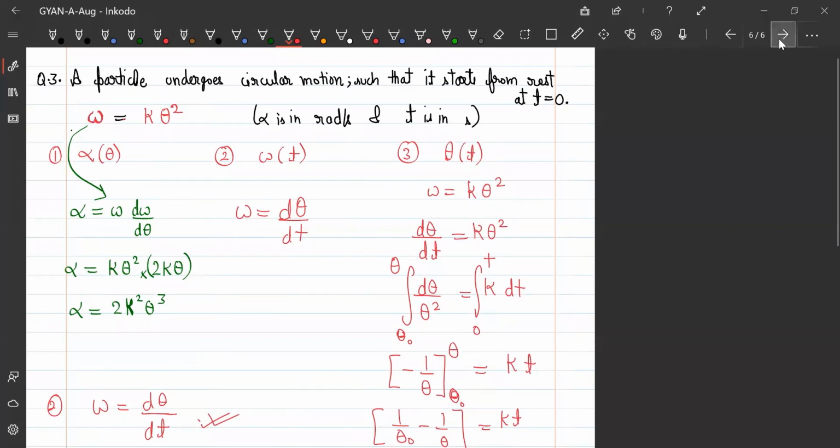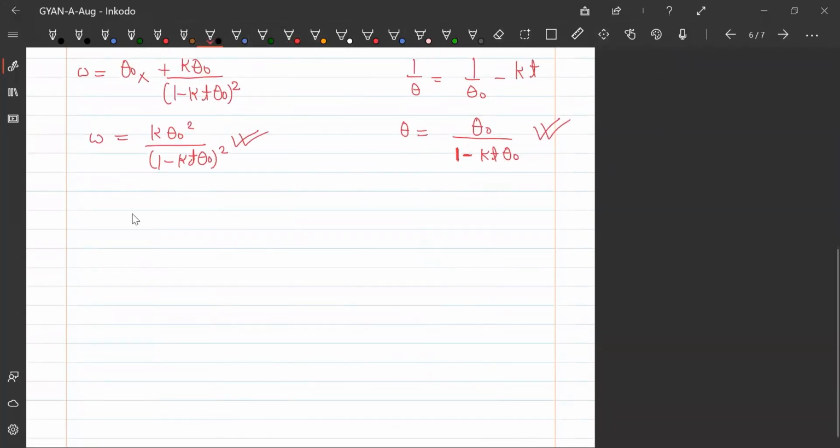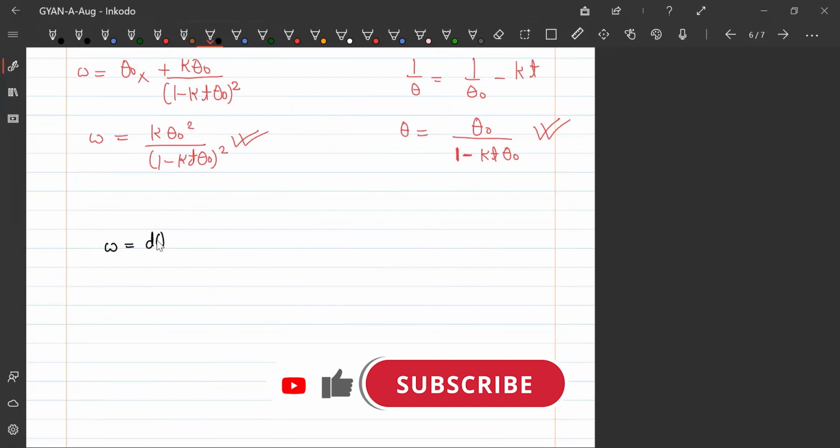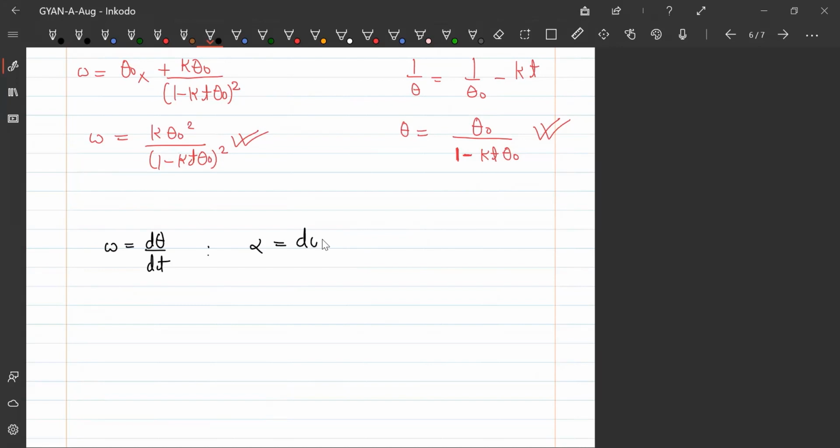Okay, so see, these are the three relations that we have studied here. I'll write them once again, and I'll put them in order. Omega is d theta by dt. Then the second one is alpha is d omega by dt. And the third one is alpha is omega d omega by d theta.